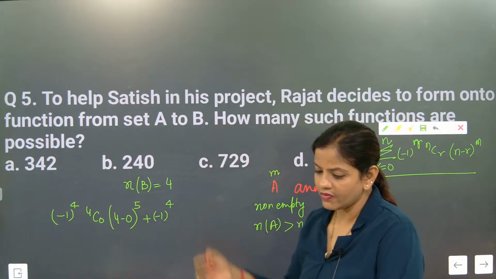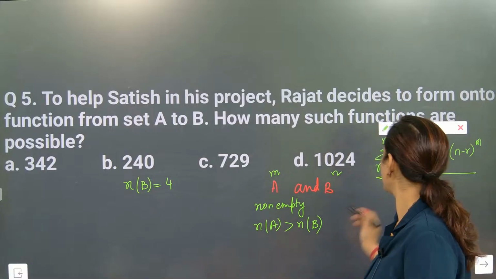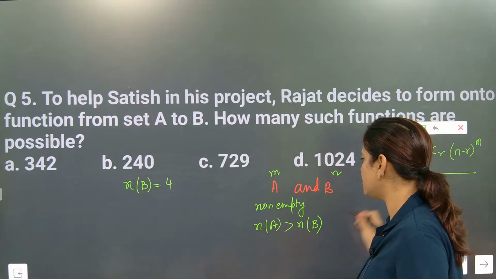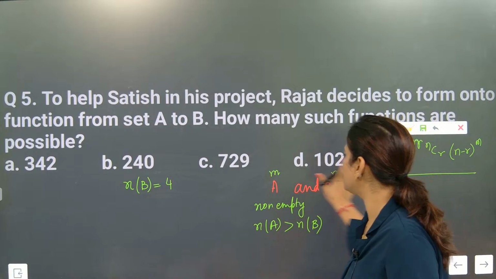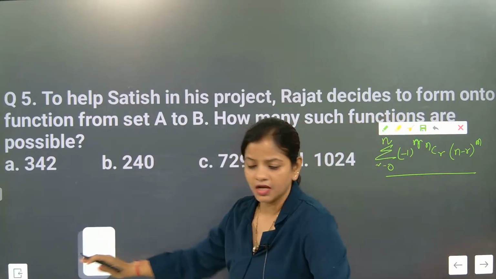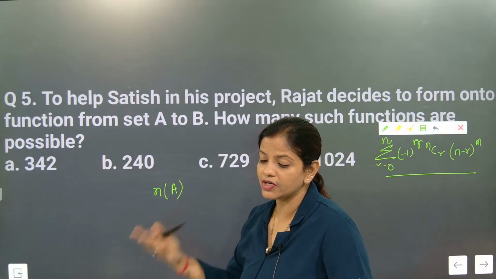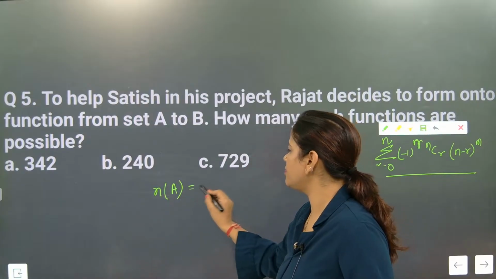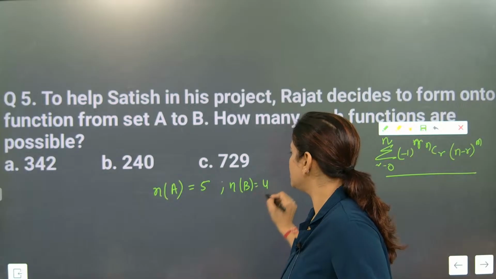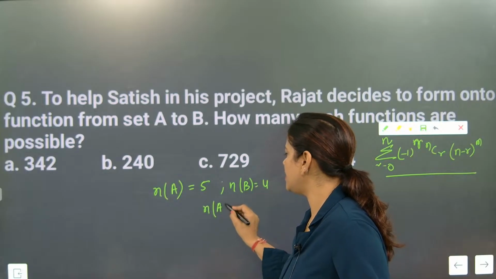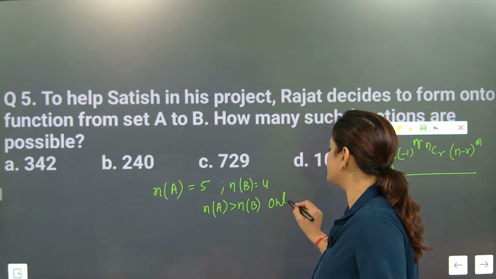Understood? So one by one we will solve. This formula, if you apply it, I'm just telling you the shortcut. See what all contents are there. One more time I'm explaining. Number of elements in A for an onto function means how many onto functions are possible. Number of elements in A is 5, number of elements in B is 4. Since the number of elements in A is greater than the number of elements in B, an onto function is possible.